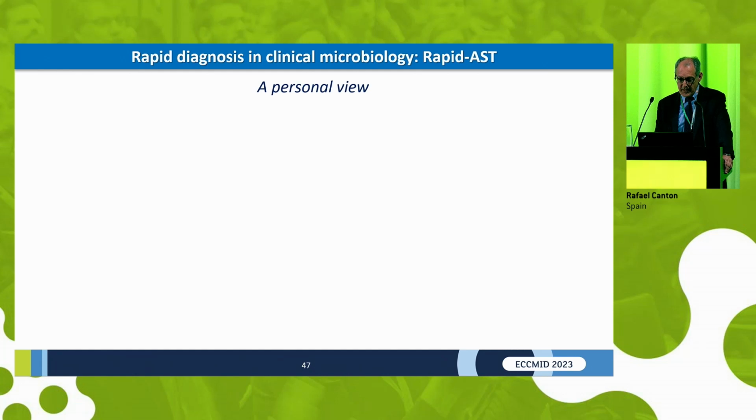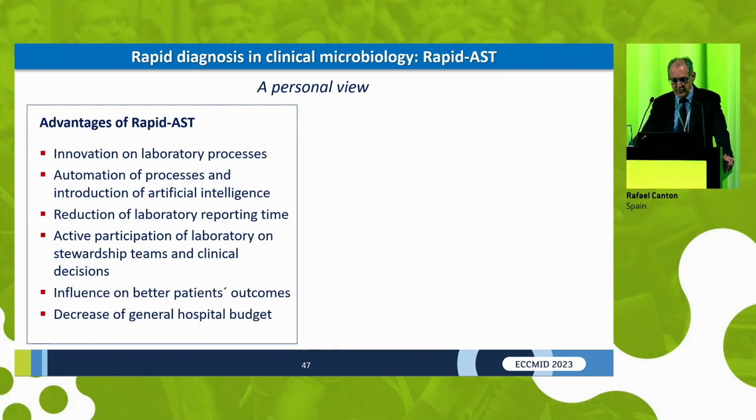So my personal view of the rapid antimicrobial susceptibility testing is that we have a lot of advances. The innovation of the laboratory process is crucial. The automation of the process and the introduction of artificial intelligence, we can include this type of system to interpret the results. The reduction of the reporting time means, obviously, active participation of the laboratory on the stewardship teams. They are waiting for the results to act on the patients.